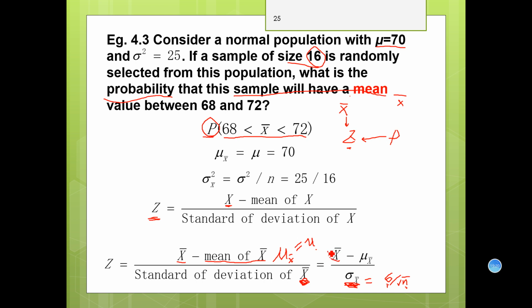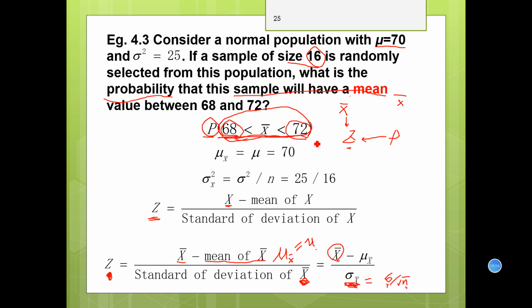But how about the other one? The last value is x bar. We need to know the value of x bar, and then we can figure out the z value. So how can we get x bar? Do you remember that the question is the probability when x bar is between two numbers. So we have another two numbers, 68 and 72.